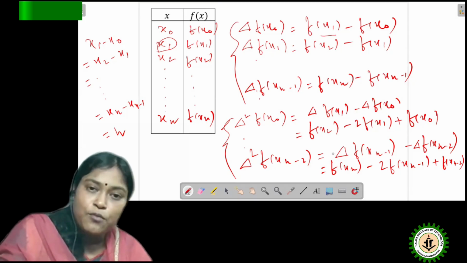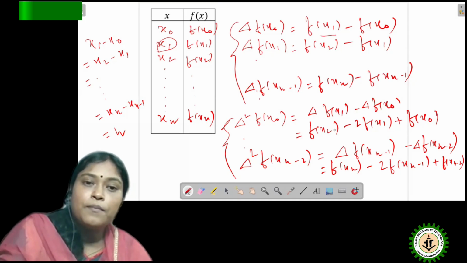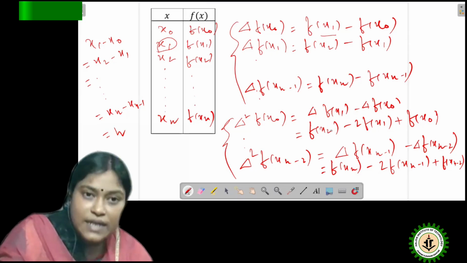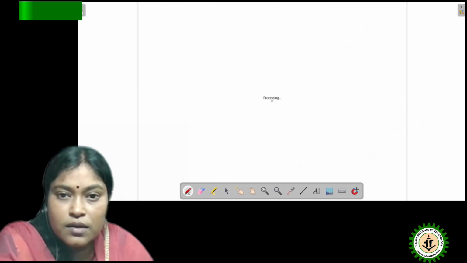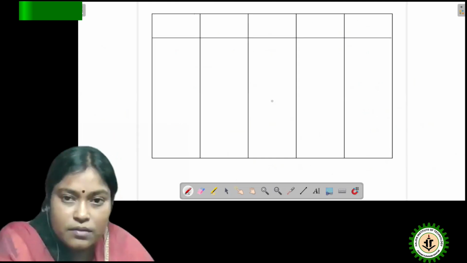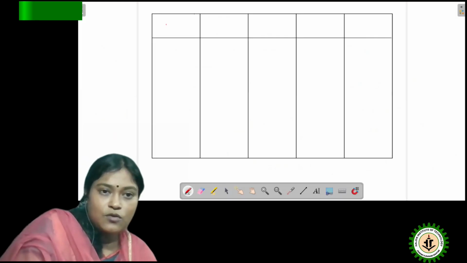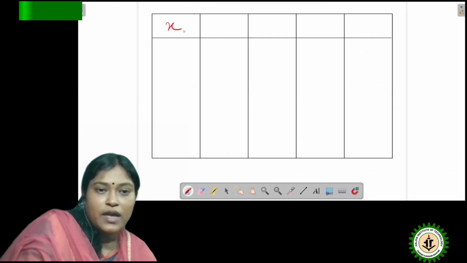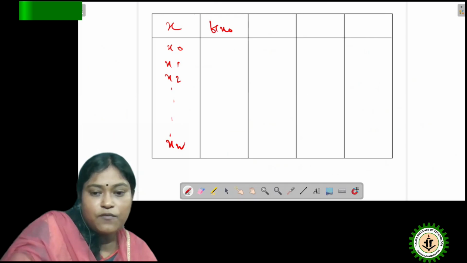Now we will do some problems using Newton's forward interpolation formula, and we will show how to make the forward difference table. Here I am showing how to make the table. Suppose this column is for x: x naught, x1, x2 up to xn. The next column is for f of x.